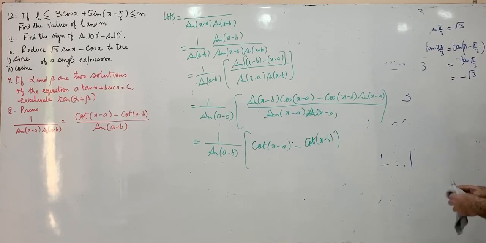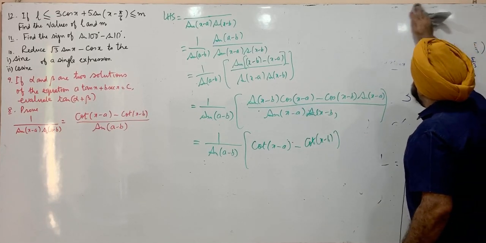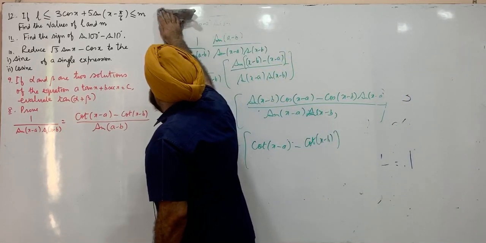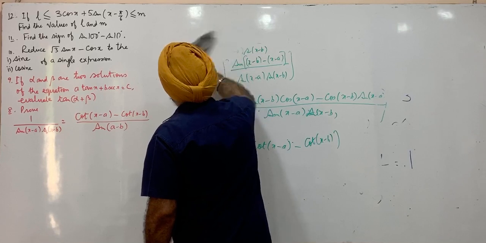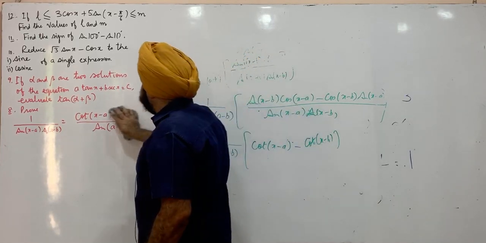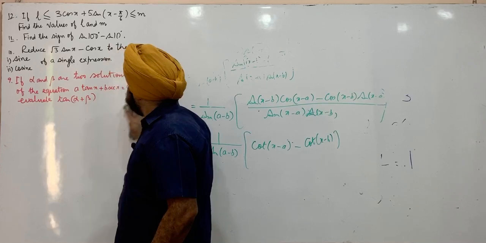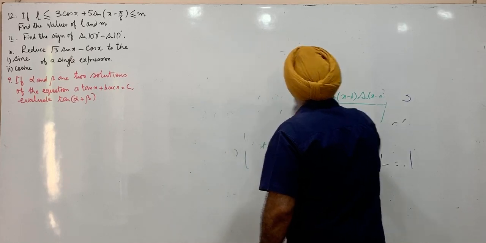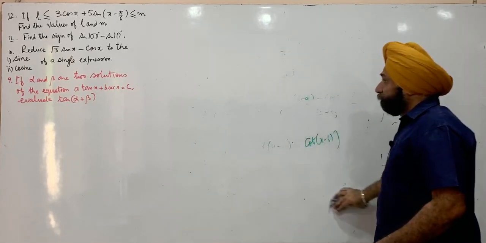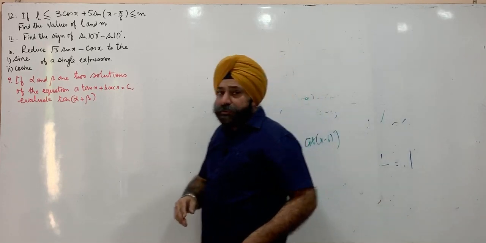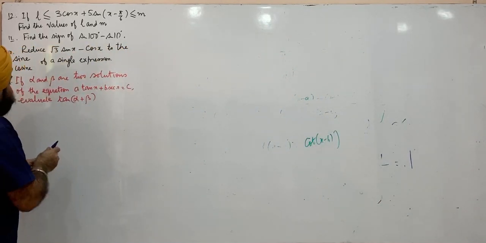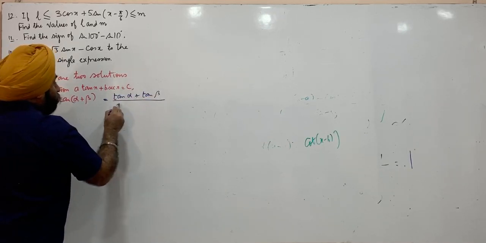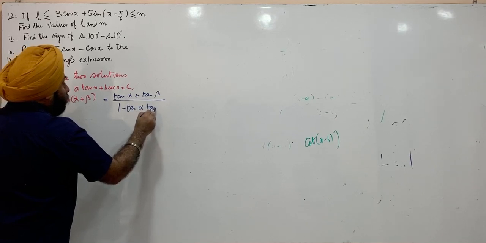The 9th question, we are given alpha and beta. These are two solutions of the equation a tan x plus b secant x is equal to c, and we have to evaluate tan of alpha plus beta. So first of all, we'll write the formula for tan of alpha plus beta. You know tan of alpha plus beta is tan alpha plus tan beta upon 1 minus tan alpha into tan beta.